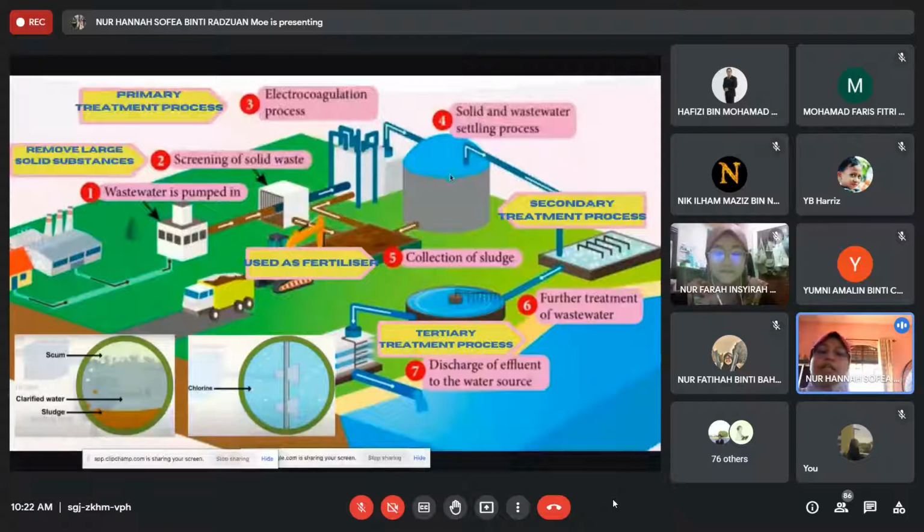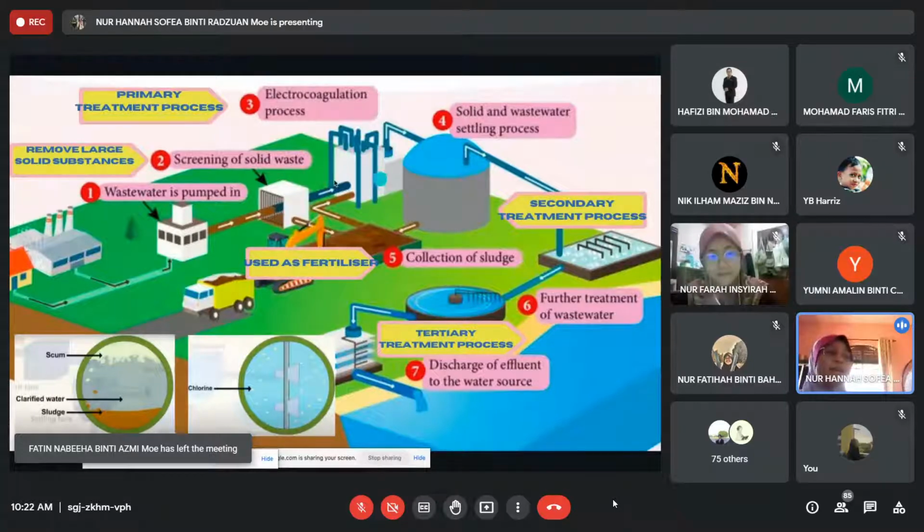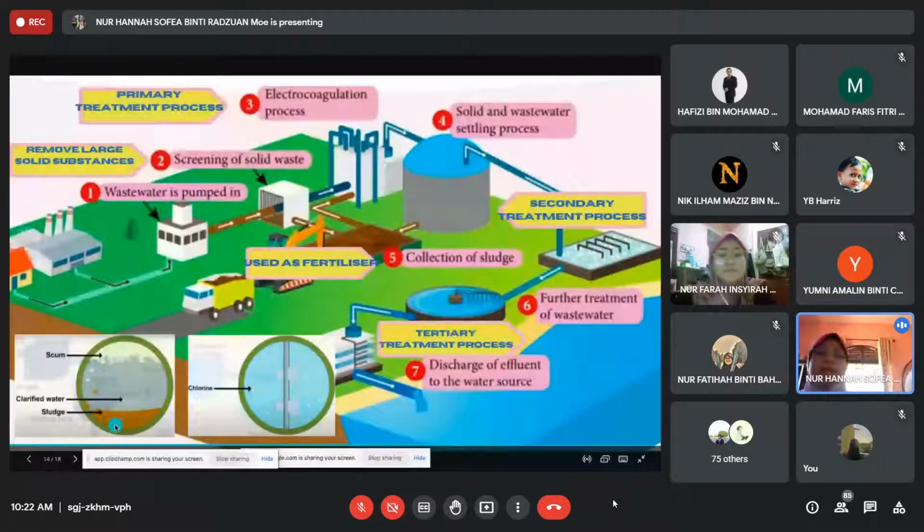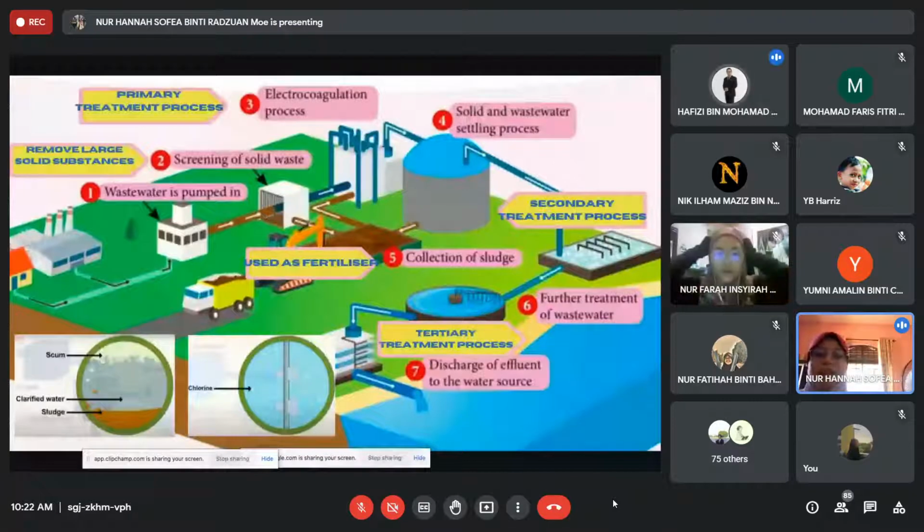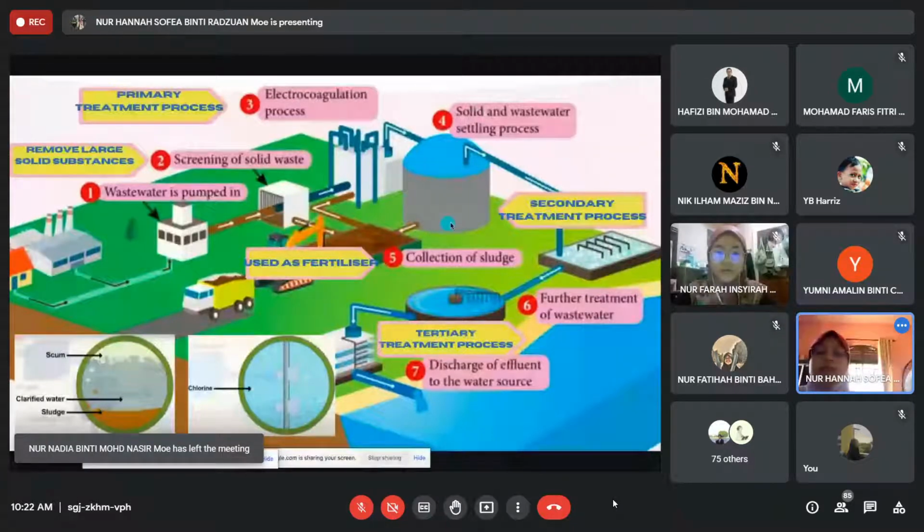Next, the solid and wastewater settling process. At this process, the solid waste like feces is allowed to settle down. You can see this picture where the bottom is solid waste like feces, and the top is called scum that contains oil, grease, and soaps. So the slab we remove to the sun drying bag. Dry slab can be used as fertilizer or compost.